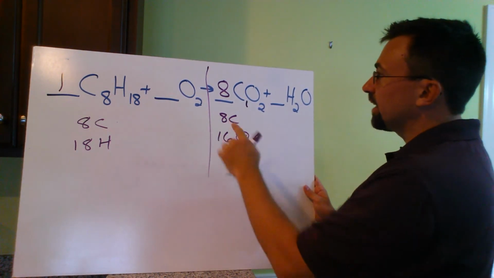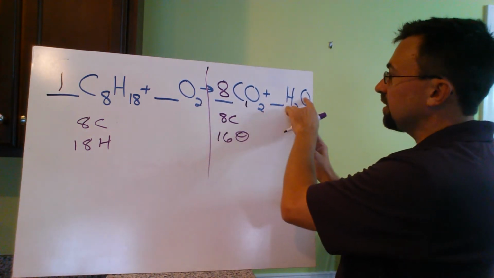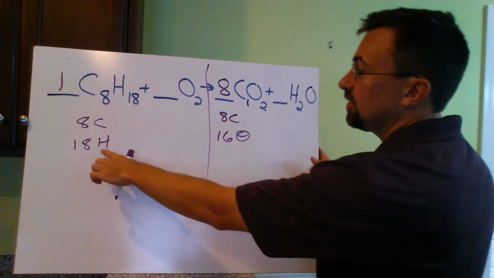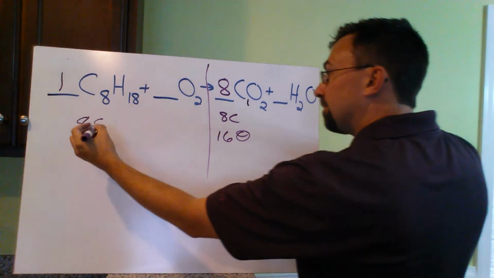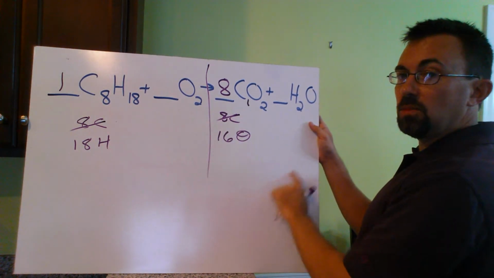Now I could try to do oxygen, but here's an opening with oxygen, here's an opening with oxygen. So we can't do oxygen yet. But luckily we can do hydrogen. I have 18, so I need 18 more over here.